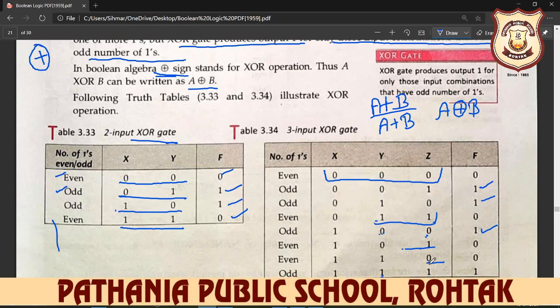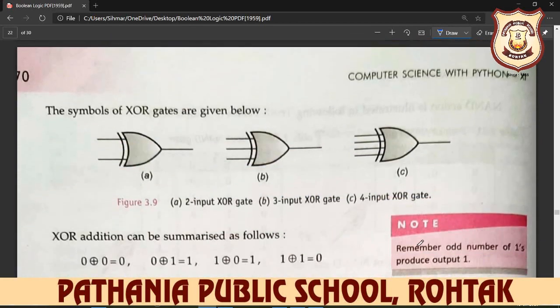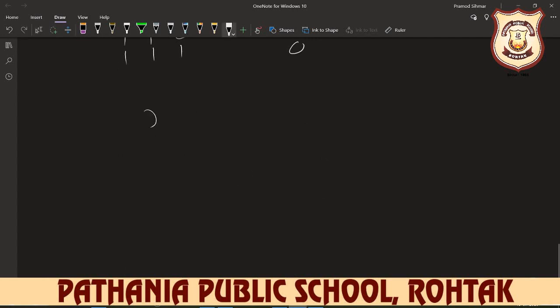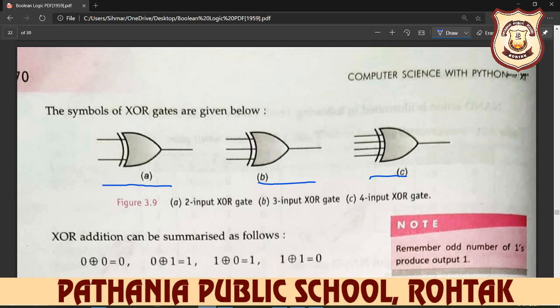Clear? So let's do how to draw the symbol of this XOR gate. So very simple. Just write down X, Y, two inputs. Now you first write down this way. In this way. You see here in this way.